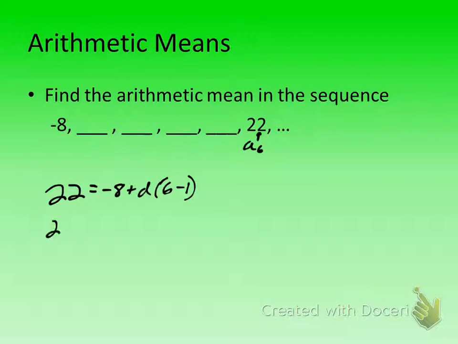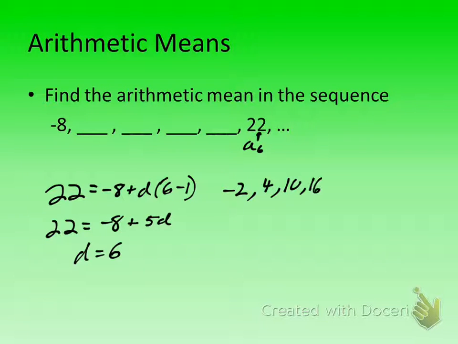So 22 equals -8 plus 6 minus 1 is 5, 5D. Add 8 over, you get 30, divide by 5, so D equals 6. All right, and then you can start filling in. So remember the question is find the means, find the blanks. So from -8 to 6 would be -2. -2 add 6 would give you 4. 4 add 6 gives you 10. 10 add 6 gives you 16. And then just to make sure you're right, do 16 plus 6 to give you 22.